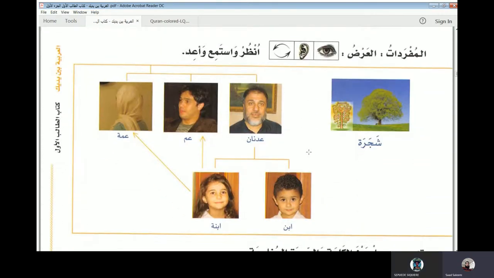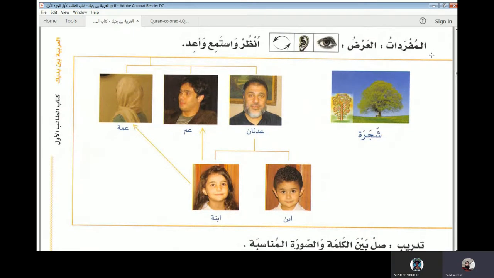Okay, now open the next page. Al-Mufradat, vocabulary. Unzur wastami'. Read this word.